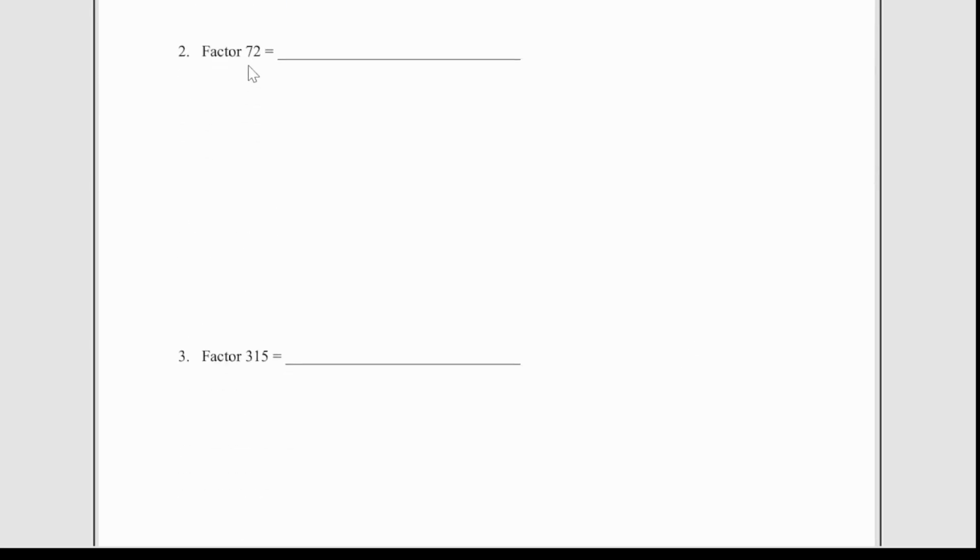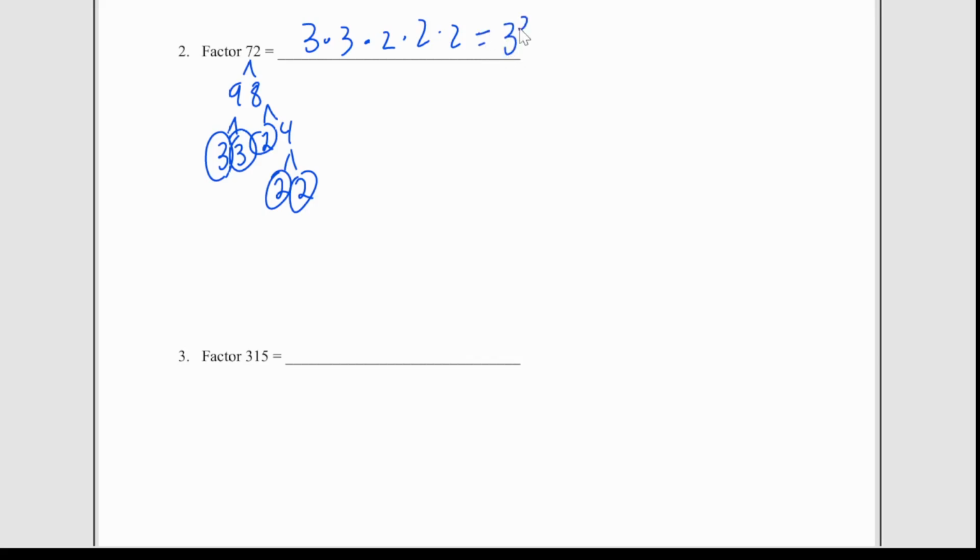Similarly, for 72, I can break that into 9 times 8. 9 further breaks down to 3 and 3. 8 breaks down into 2 and 4, and 4 breaks down into 2 and 2. So this breaks down into 3 times 3 times 2 times 2 times 2, or in exponential form, 3 squared times 2 cubed.